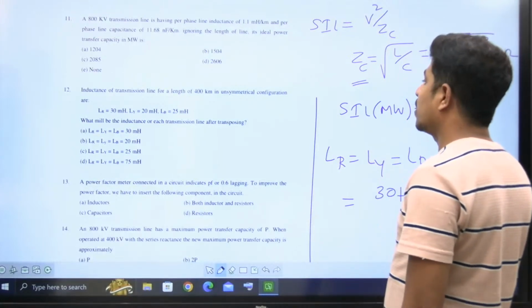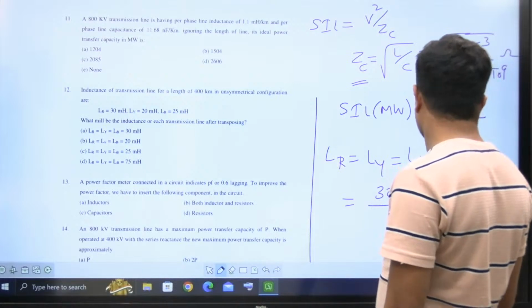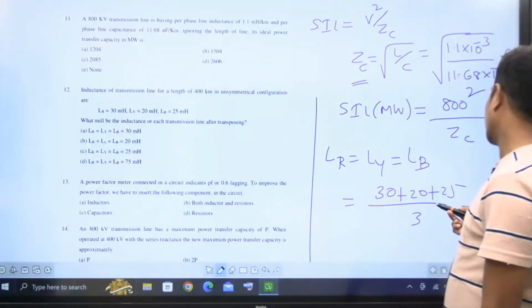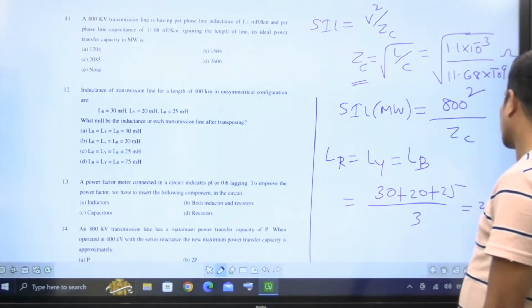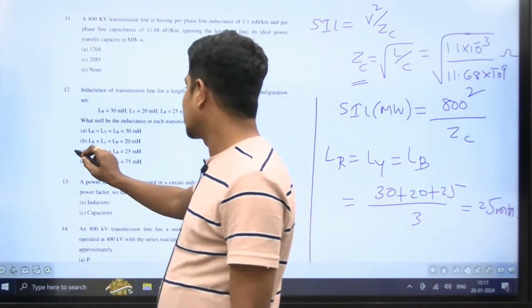That is the advantage of transposition. 30 plus 20 plus 25 by 3. How much is it? 30 plus 20, 50. 50 plus 25, 75 by 3. It is 25 millihenry. So the option is C.